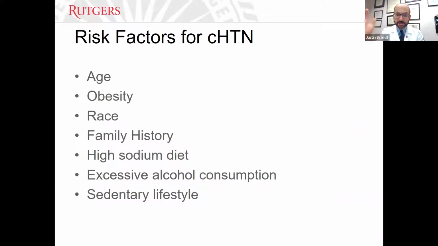If you look into chronic hypertension, these are just the classic risk factors: maternal age, obesity, race, family history, issues with compliance with diet, alcohol consumption, sedentary lifestyle. And we're going to dig a little deeper into the top 3 here: age, obesity, and race, and see how they contribute to trends in chronic hypertension in the United States.